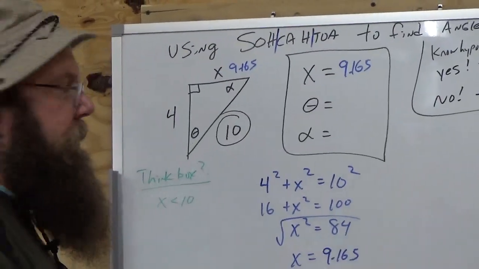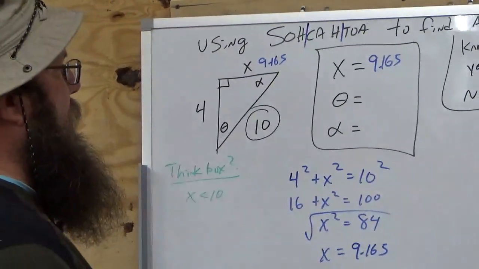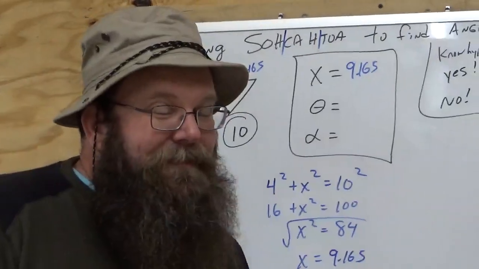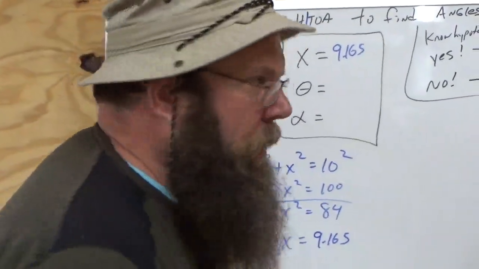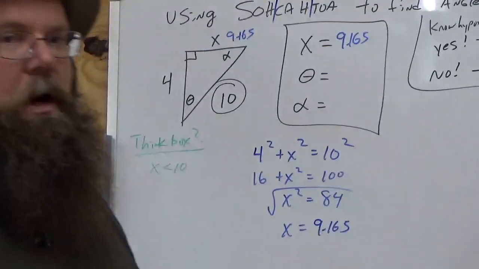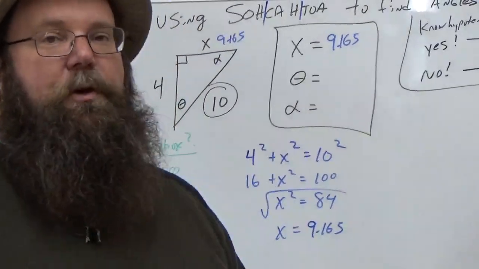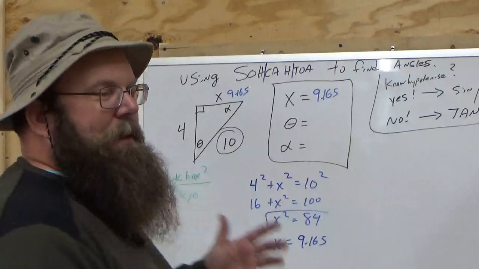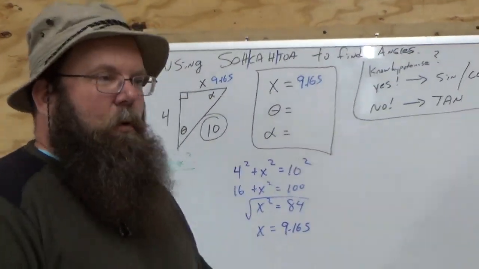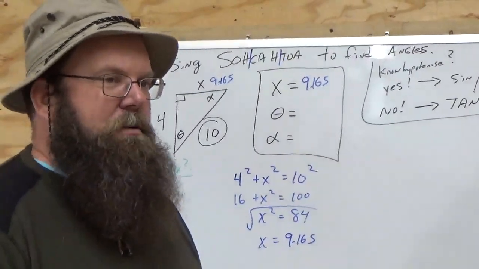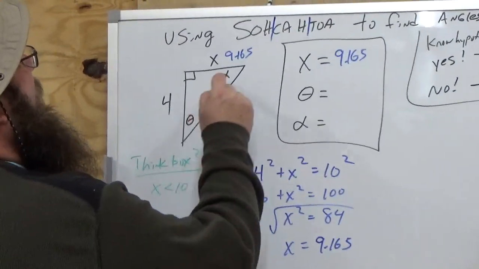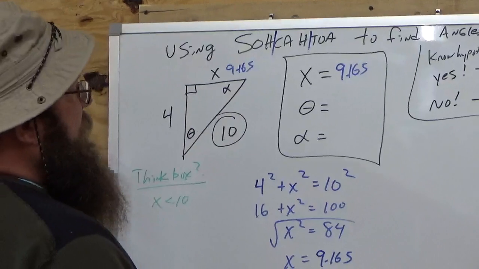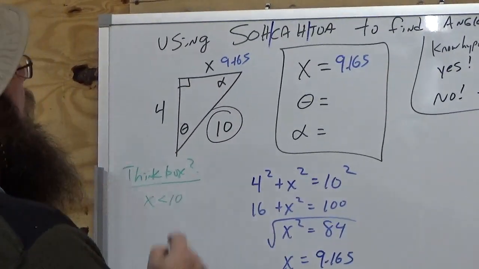Now let me tell you something here. We don't want to use 9.165. Why? Because 9.165 is a rounded number. 4 is much, much better to use. If we use 4, we're typing in 4 and a 10. And 4 is not rounded, 10 is not rounded. They're nice numbers. So I want to use sine or cosine to find one of these angles. Does it matter which one I find first? No.